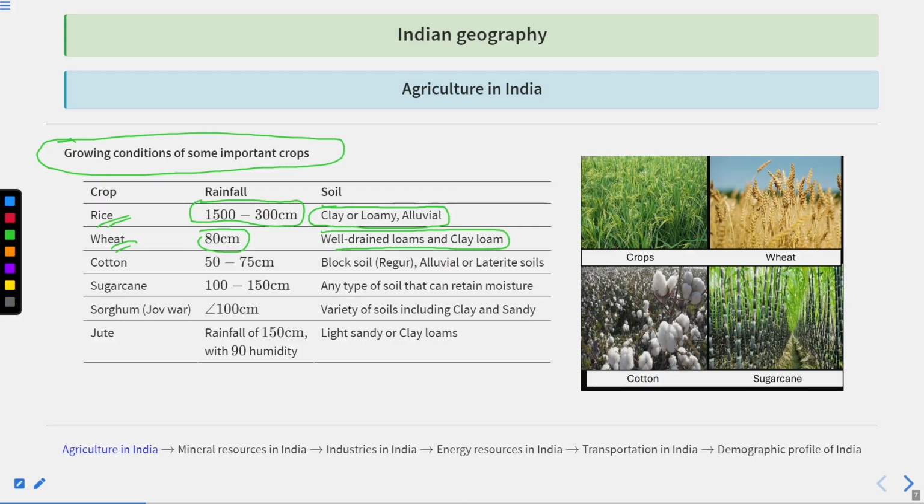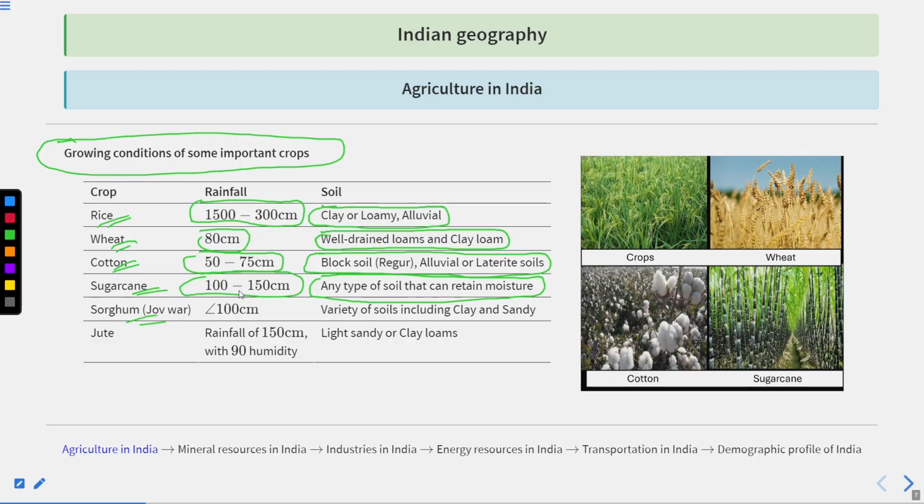Well-drained loams and clay loams. Cotton, 50 to 75 centimeters of rainfall. Black soil, regular, alluvial or laterite soils. Sugarcane, 100 to 150 centimeters. Any type of soil that can retain moisture.